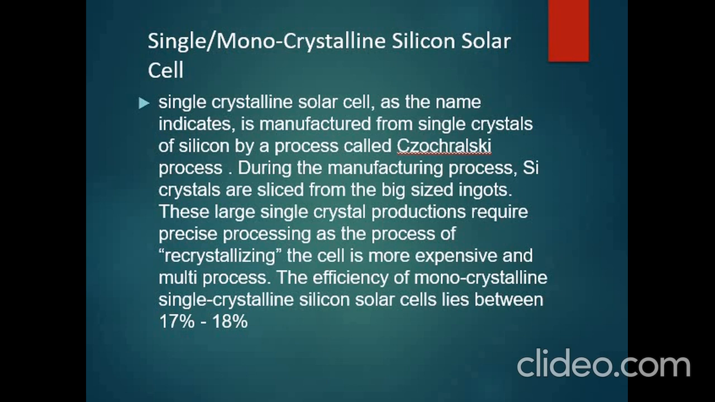The cell is more expensive and multi-process. The efficiency of a single crystalline silicon solar cell lies between 17 to 18%, which is quite good. But due to its expensive nature, we switch to polycrystalline silicon solar cells, which we will discuss in the next slide.